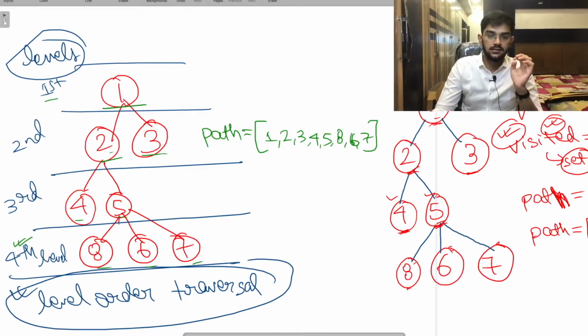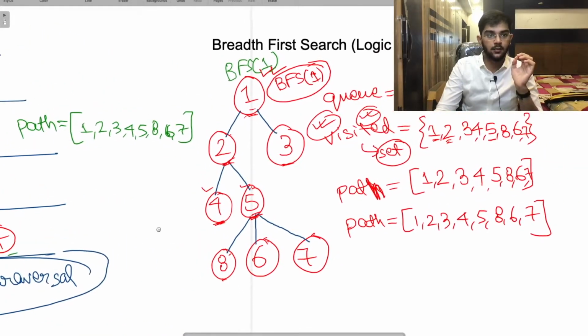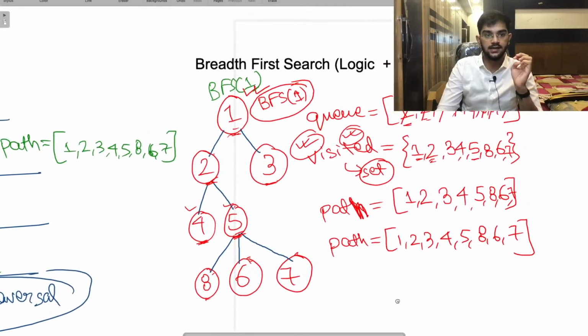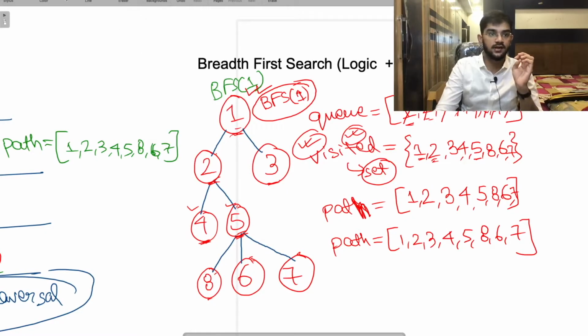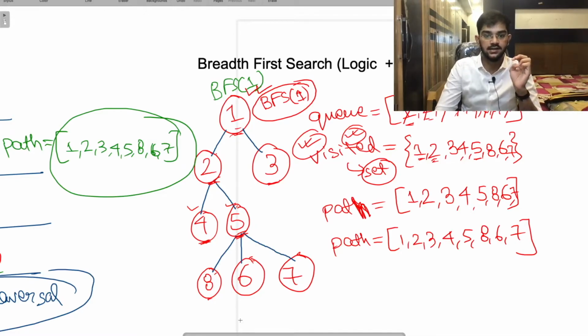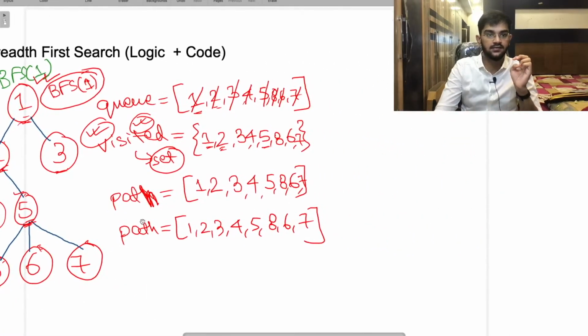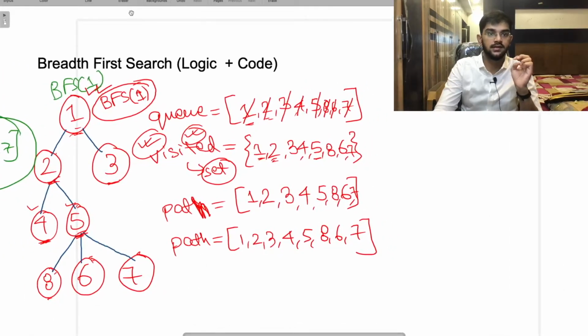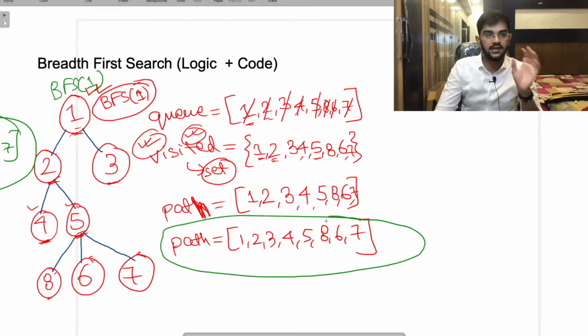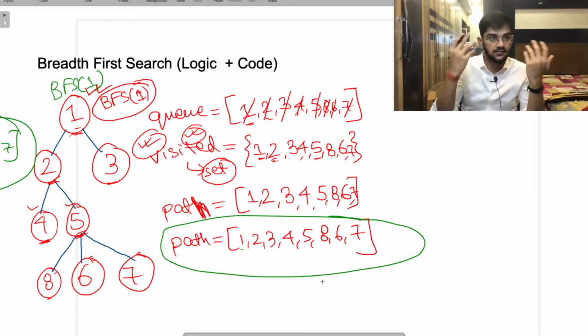Now, just validate the path output we got. You can figure out that the path we are getting here, 1, 2, 3, 4, 5, 8, 6, 7, is actually the same as the path we were getting where we did the naive breadth first search algorithm. It's the same thing.